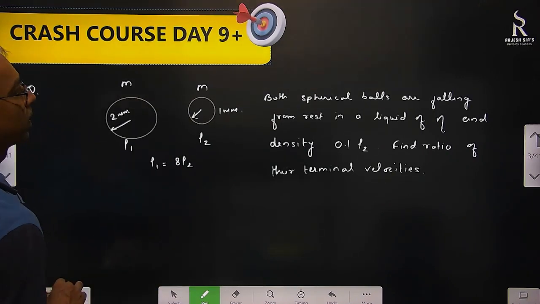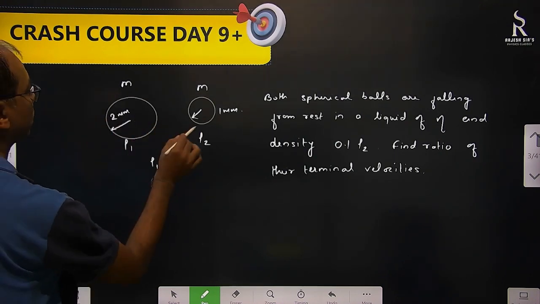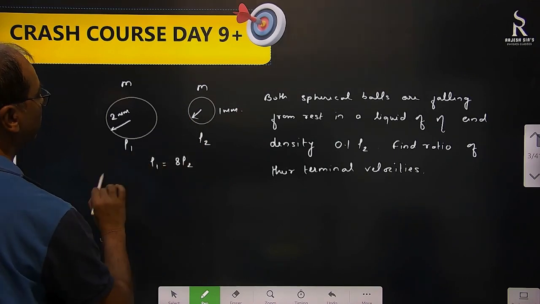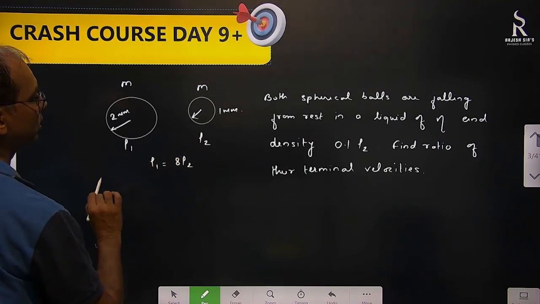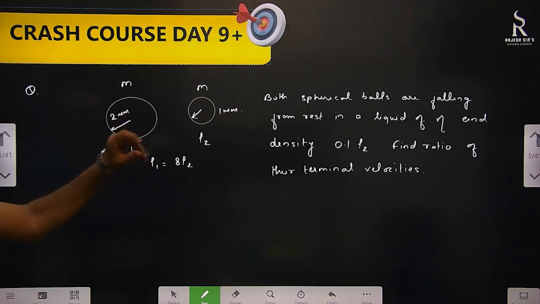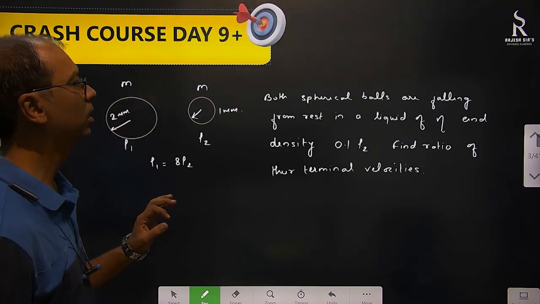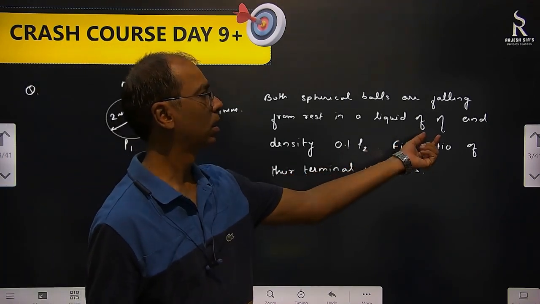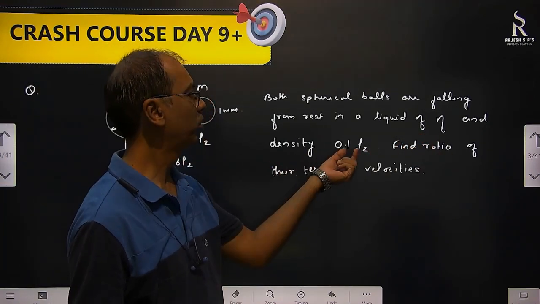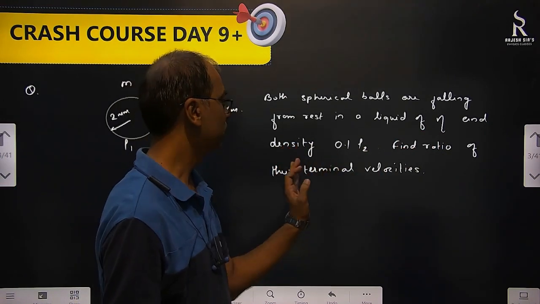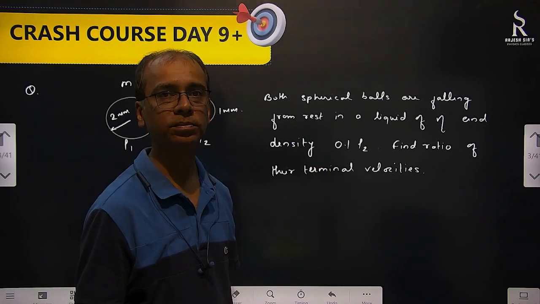What is this? Two spherical balls are here. Its radius is 2 mm, its radius is 1 mm, its density is rho 1, its density is rho 2, where rho 1 is equal to 8 rho 2, and masses are same. Both spherical balls are falling from rest in a liquid of coefficient of viscosity eta and density 0.1 rho 2. That means density of the liquid is 0.1 rho 2. Find the ratio of the terminal velocities.